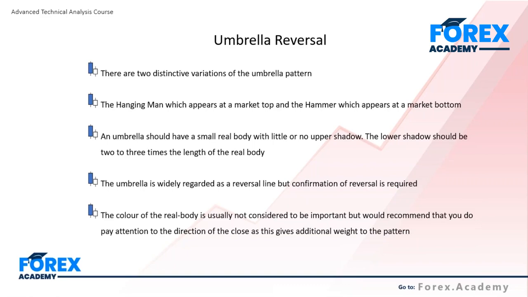The color of the real body is usually not considered to be important. However, if, for example, we were dealing with a bullish reversal, a bullish umbrella or a bullish hammer would be seen as an additional piece of reinforcing evidence, but it is not essential that the color needs to be in the direction of the potential reversal.